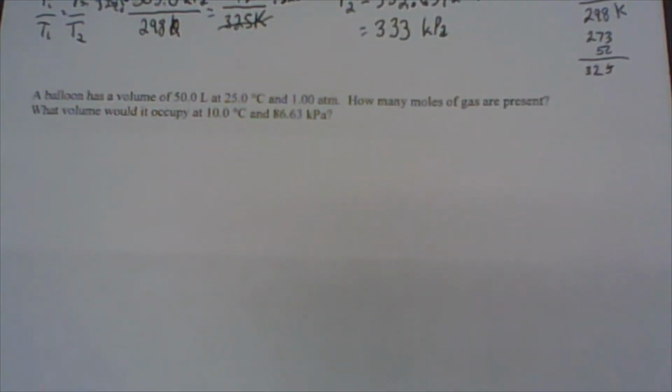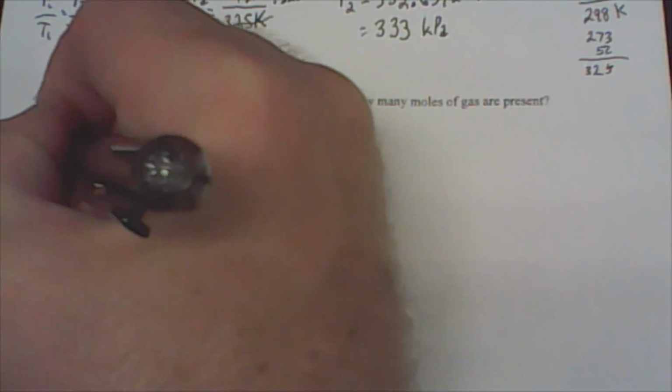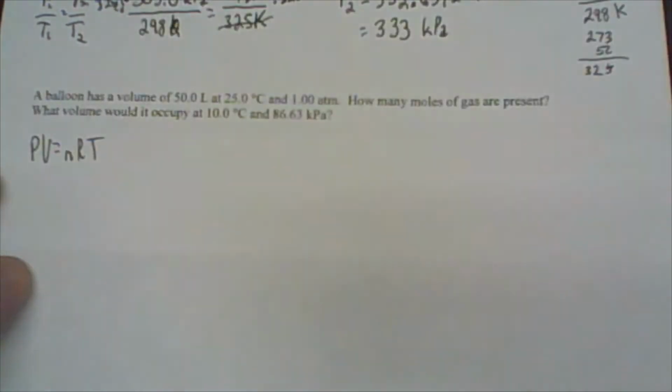All right, last problem. A balloon has a volume of 50 liters at 25 degrees Celsius and 1 atmosphere. How many moles of gas are present? Well, I'm looking for the number of moles. What equation do I need to use? That's right. PV equals nRT.